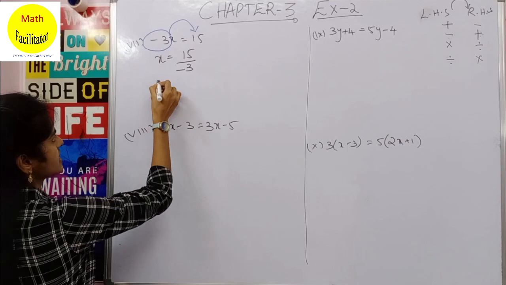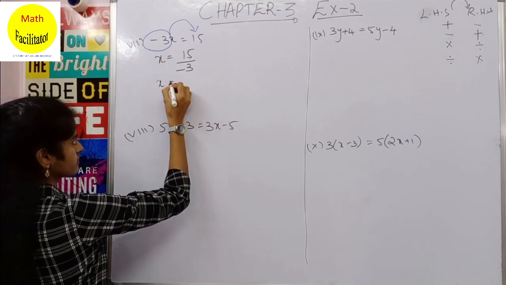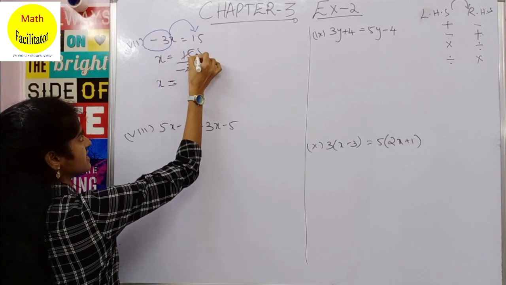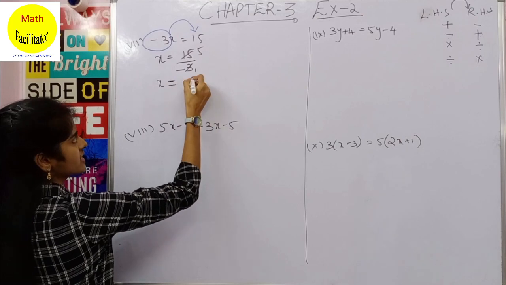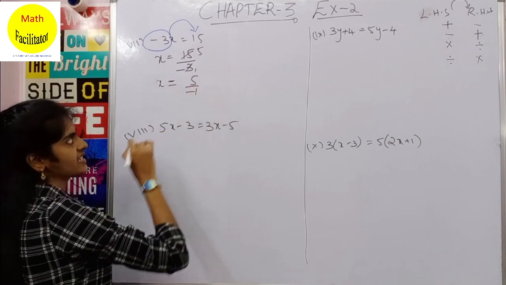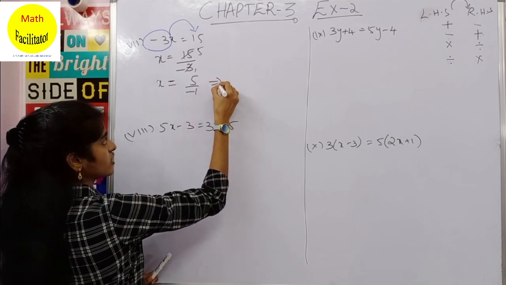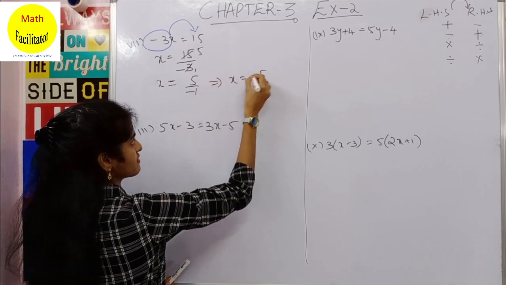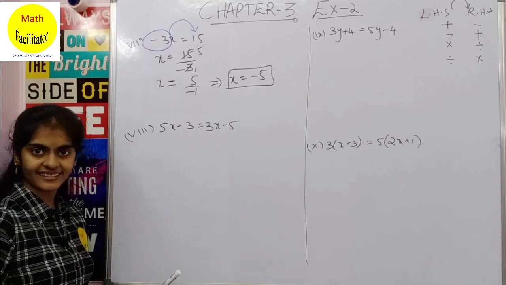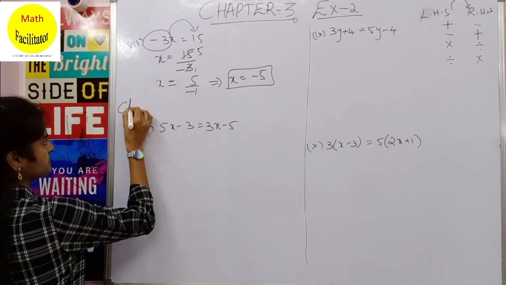So x is equal to, now you know 3 ones are 3, 3 fives are 15. So this is 5 by minus 1. You have the minus sign, so it is 5 by minus 1. The same thing you can write as x equal to minus 5. Right? So now let us check.